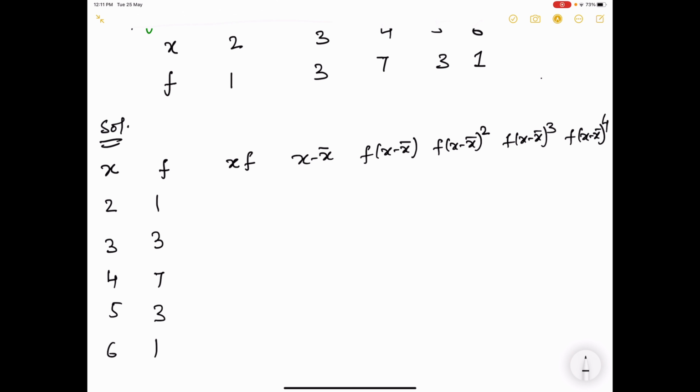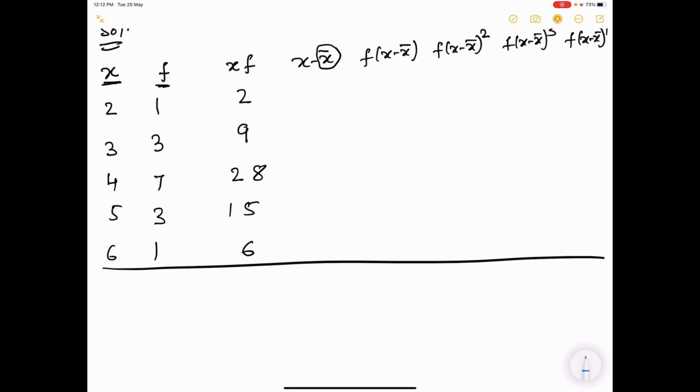Now we'll find f into x, that is the multiplication of f and x, and it will come out to be 2, 9, 28, 5 into 3 is 15, and 6 into 1 is 6. And then x minus x bar. What is x bar? X bar is the mean. We have to find the mean. So what is the formula for finding the mean? Let us quickly revise it. It is sigma fx upon n. What is sigma fx? Let us quickly sum it up, and you will find it to be 60.